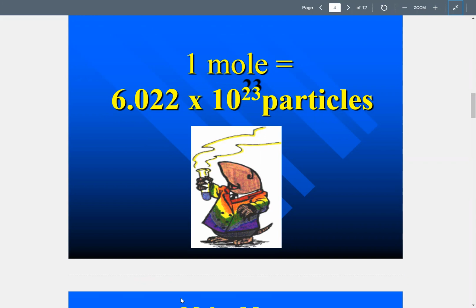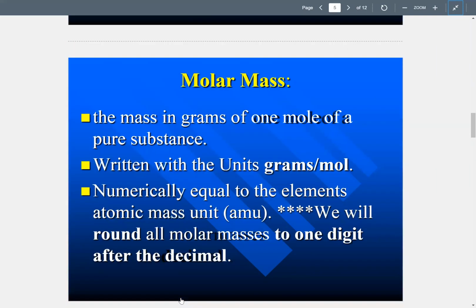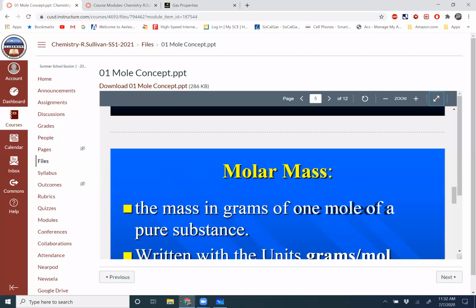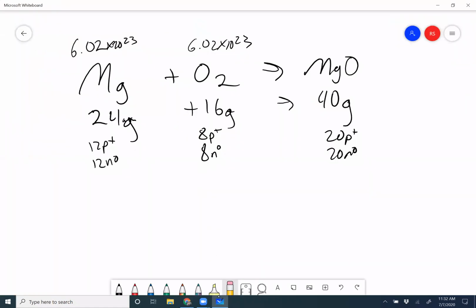That's what the mole does, it gives us a way to count atoms by mass. And that's extremely important because without that, it would be impossible to count atoms. And we need to count atoms when we're doing things like mixing stuff together.